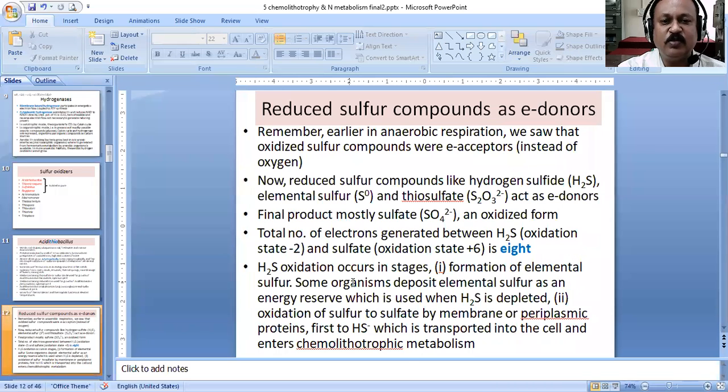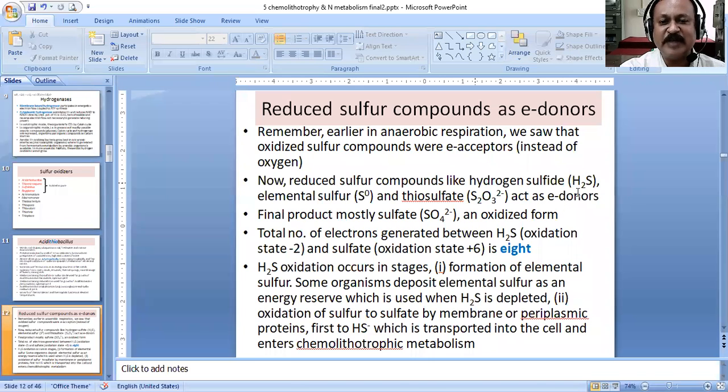Yes, then coming to sulfur compounds as the electron donors. Essentially these compounds are reduced. Only when they are reduced, they will be able to give the electrons. So what are these compounds? We have seen already that H2S, hydrogen sulfide, elemental sulfur, that is S0, and thiosulfate, S2O3 2 minus, can all serve as the electron donors.